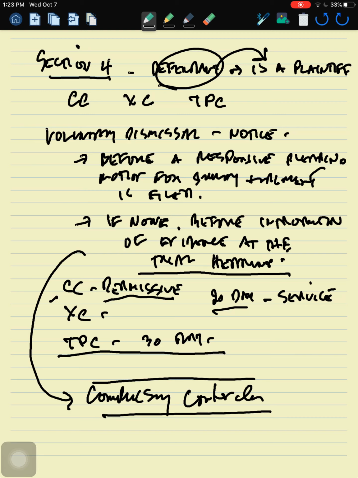in relation to a permissive counterclaim, cross-claim, or a third-party complaint is that the defendant, who is a plaintiff, should have filed a motion to declare the defendant in the cross-claim, the permissive counterclaim, and the third-party complaint in default. So, the only other complaint or claim that may be dismissed by notice would then be a compulsory counterclaim. I hope that is clear.